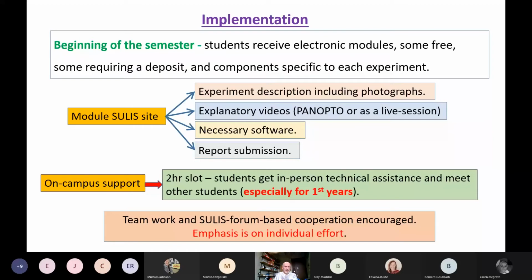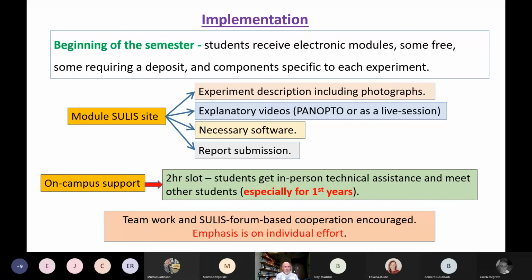Now, in the last semester last year, we had a 2-hour slot every second week, during the first COVID situation, where students did get in-person technical assistance and were able to meet other students. That was especially important for first year. So some experiments were carried out on campus and some off campus. This semester, all of the experimental work had to be carried out off campus. So, of course, that has associated challenges with how to deal with that.